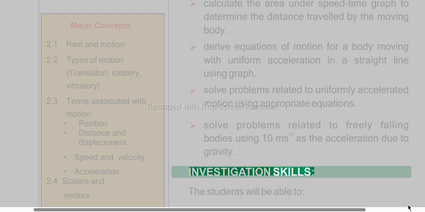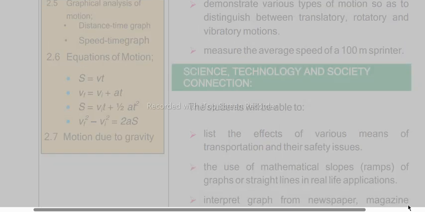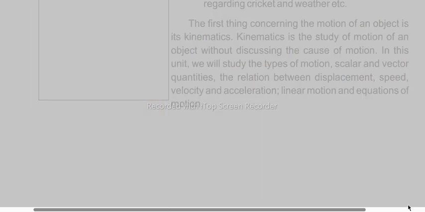Investigation skills. The students will be able to demonstrate various types of motion so as to distinguish between translatory, rotatory, and vibratory motions. Measure the average speed of a 100 m sprinter. The students will be able to list the effects of various means of transportation and their safety issues. The use of mathematical slopes, ramps, of graphs or straight lines in real-life applications. Interpret graphs from newspaper, magazine regarding cricket and weather, etc.